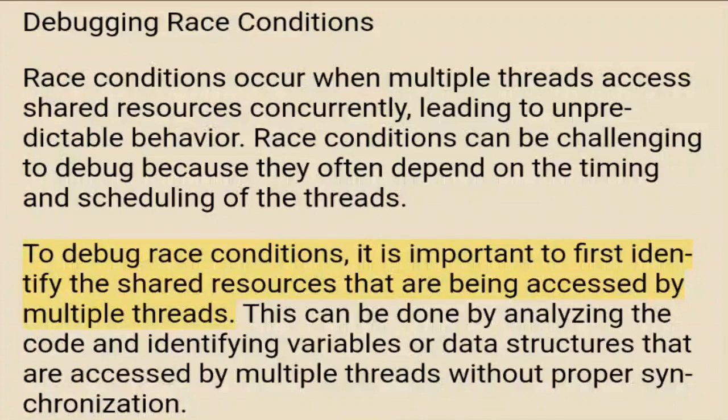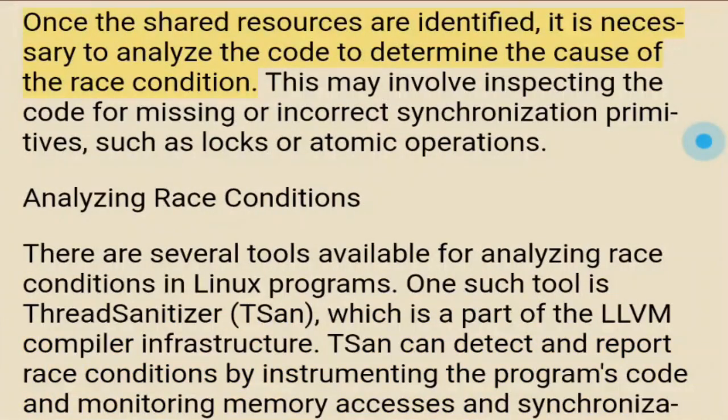To debug race conditions, it is important to first identify the shared resources that are being accessed by multiple threads. This can be done by analyzing the code and identifying variables or data structures that are accessed by multiple threads without proper synchronization. Once the shared resources are identified, it is necessary to analyze the code to determine the cause of the race condition. This may involve inspecting the code for missing or incorrect synchronization primitives, such as locks or atomic operations.